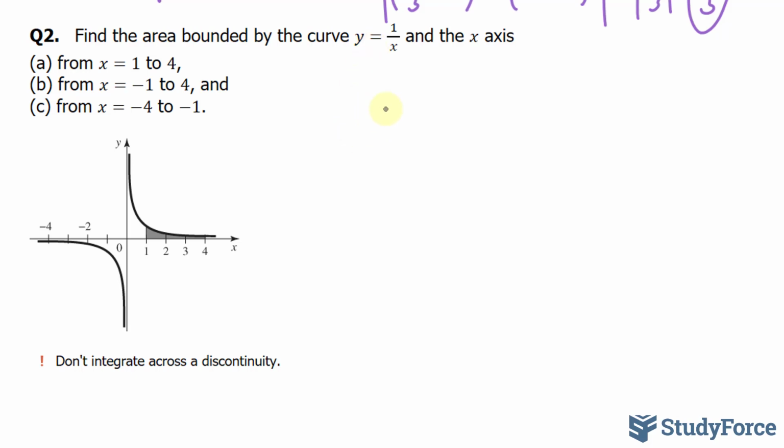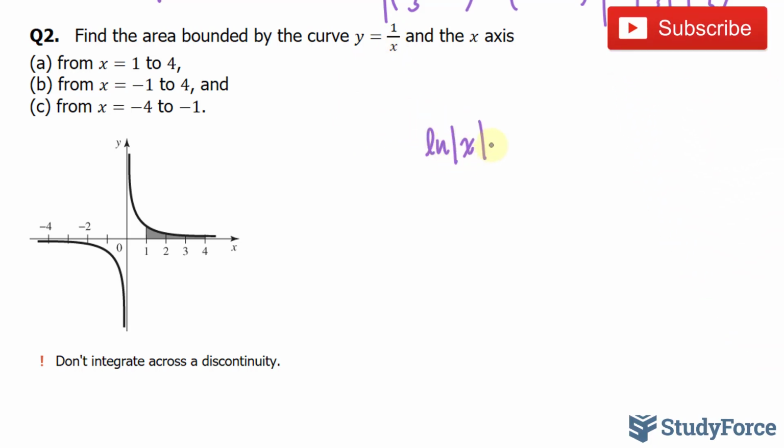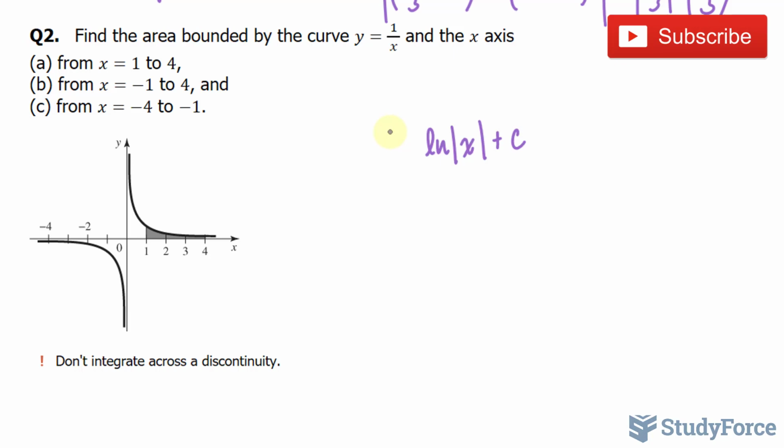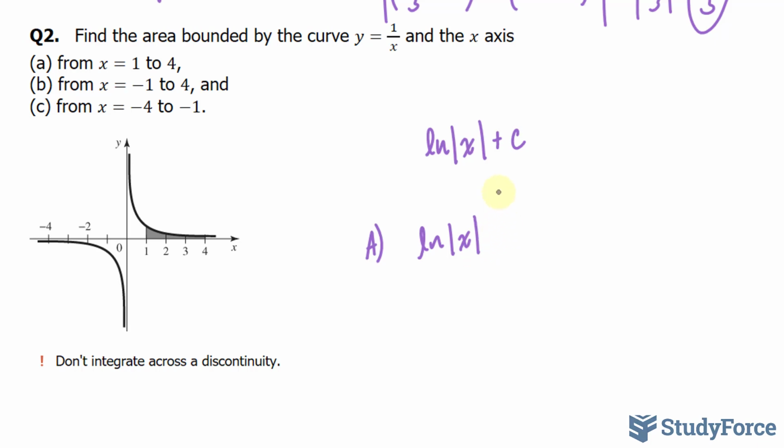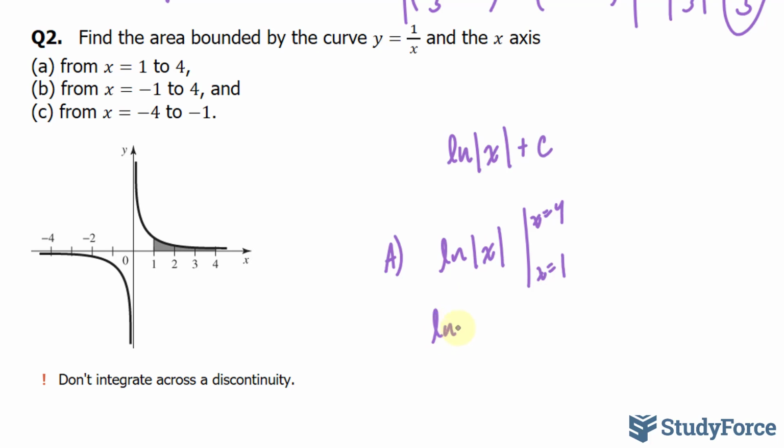Let's start by finding the integral of this function. The integral of 1 over x is actually ln absolute of x plus c. So for part A, I will evaluate ln absolute of x at x is equal to 4 and x is equal to 1. According to the visual here, it is defined between 1 and 4. So evaluating this, ln absolute of 4 minus ln at 1. If you input this into your calculator, you should end up with 1.386 units squared. So that's for part A.